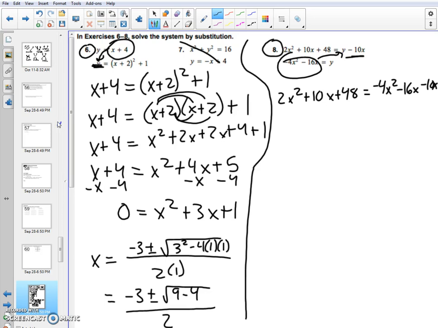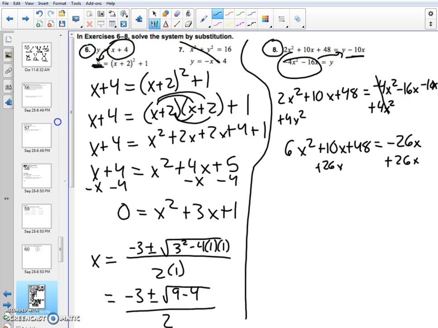Okay, so I'm going to try and get everything on one side here to simplify a little bit. So adding 4x squared to start. So I have 6x squared plus 10x plus 48 equals, on this side, negative 16x and negative 10x would give me negative 26x. Okay, so I'm almost there. Let's go ahead and make this equal to 0. So adding 26x to each side. So 6x squared plus 36x plus 48 equals 0.